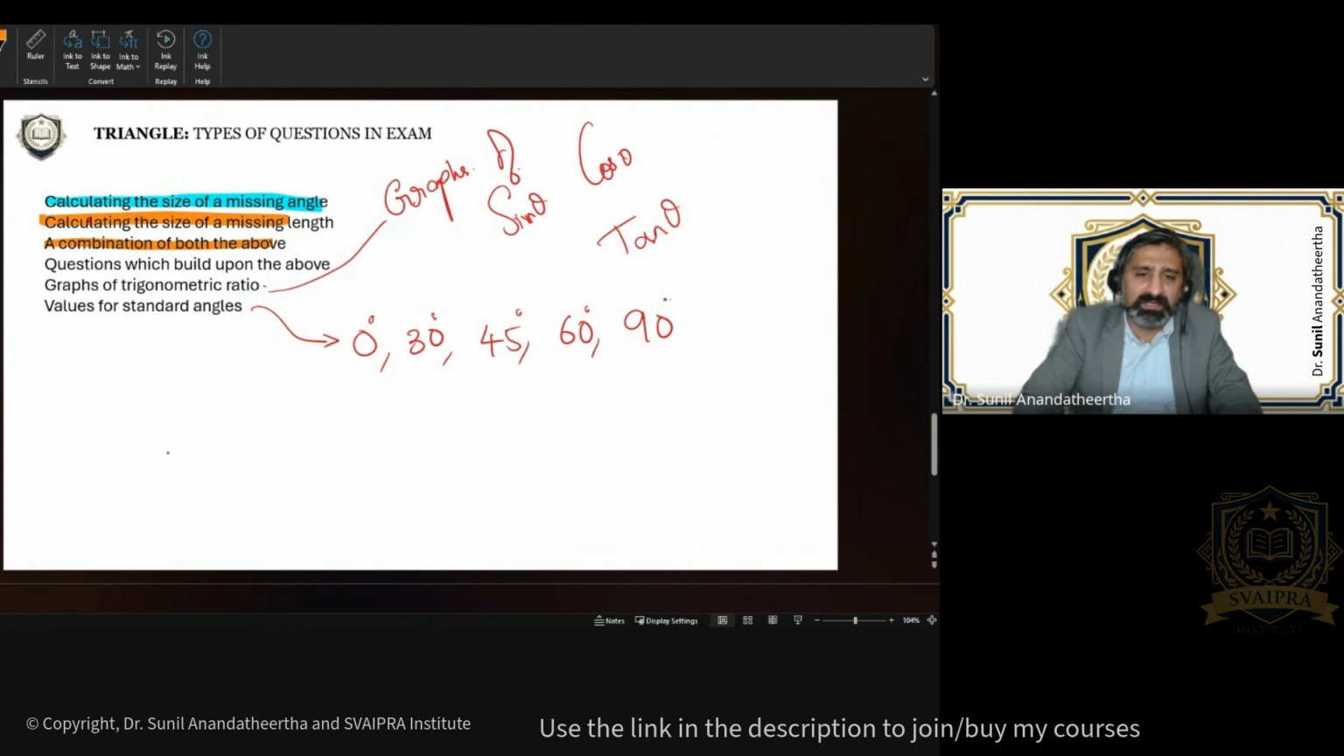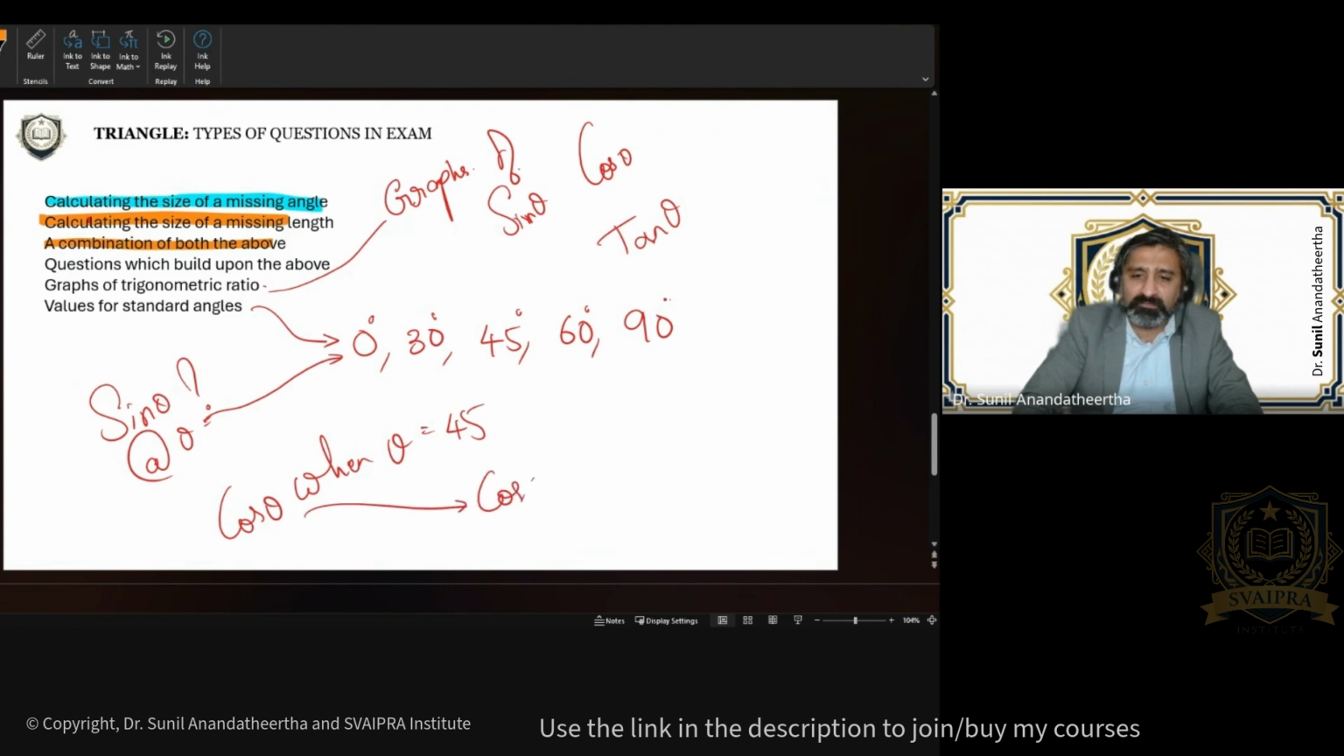So we're going to be learning what the value of sine theta is at all these values of theta. What is the value of cos theta when theta is equal to 45? I'll give you a value: cos 45 is equal to 1 divided by square root of 2. People also write it different ways, but in any case, you should not have any difficulty understanding what these values are once we cover them in greater detail.